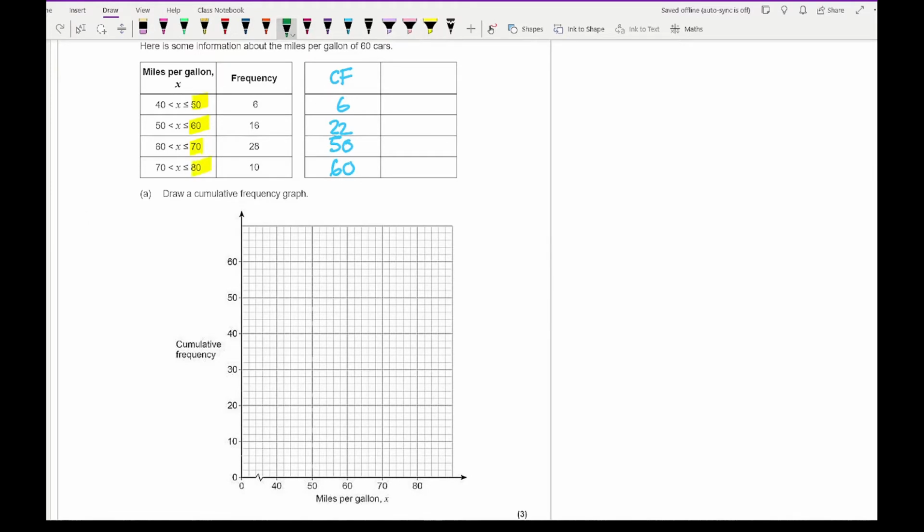So here at 40 we're at 0, at 50 we're at 6, which is there. At 60 we're at 22, at 70 we're at 50, and at 80 we are at 60. And again, then what I'll do is join those points up with a curve, like so.